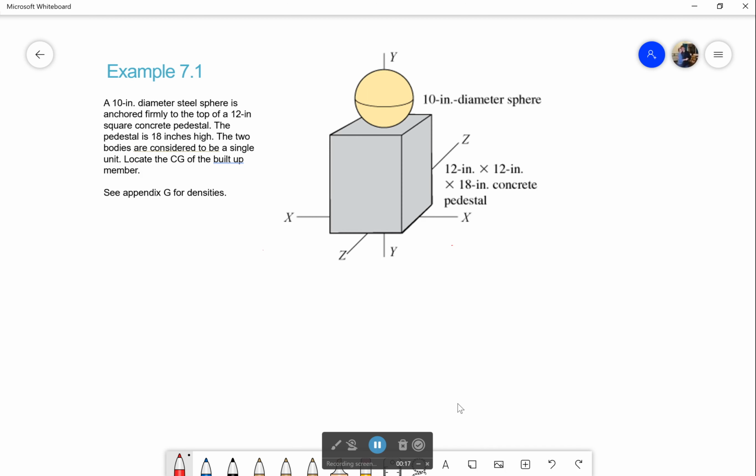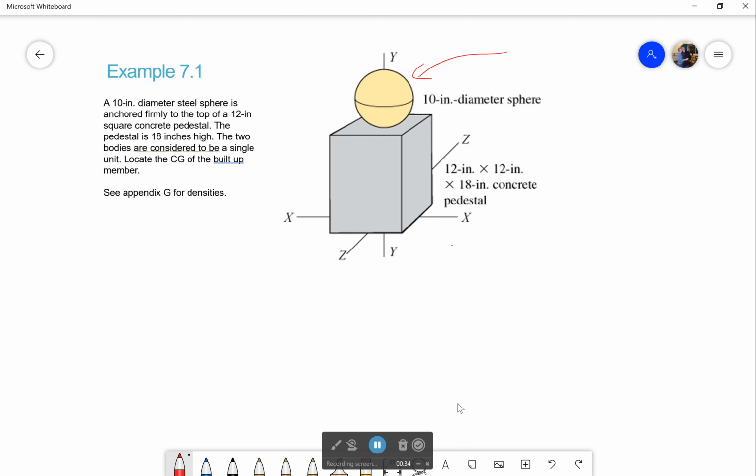So what we have here is a 10-inch diameter steel sphere, right there. Why is steel yellow? I don't know. And it's anchored firmly to the top of the 12-inch square concrete pedestal. This is some weird new age art here.